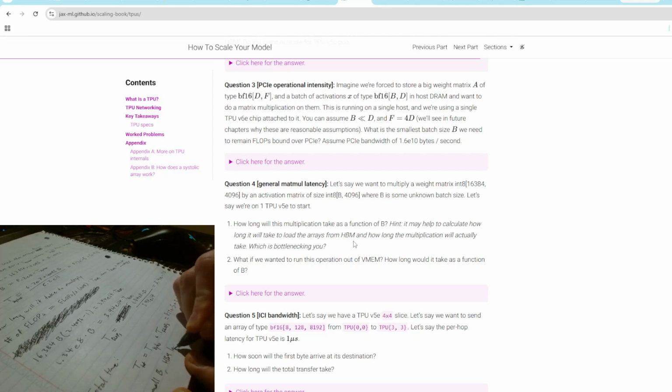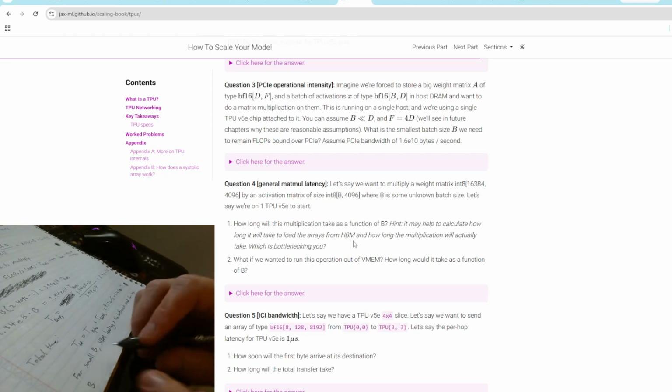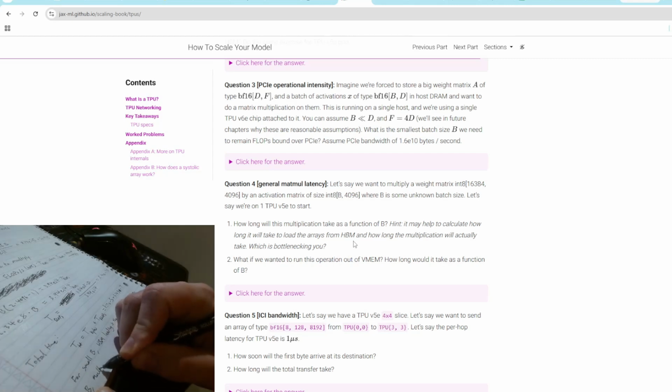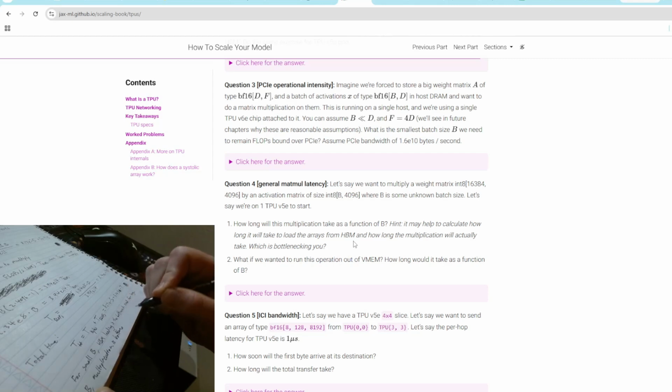HBM loading is the bottleneck, and for large B, multiplication is the bottleneck.